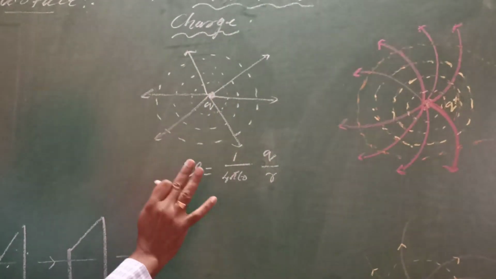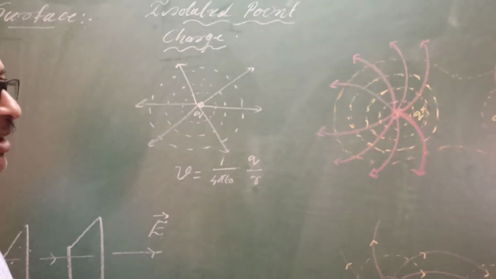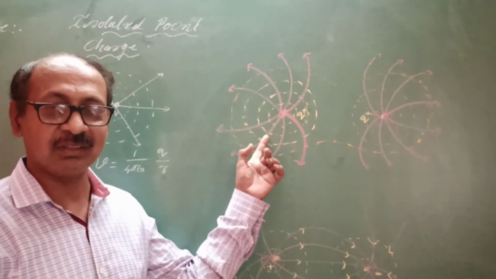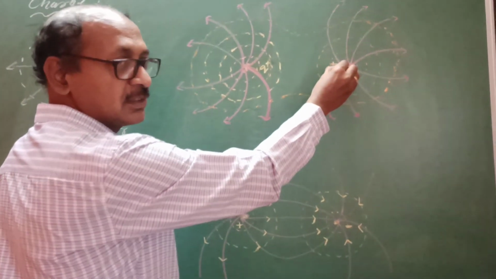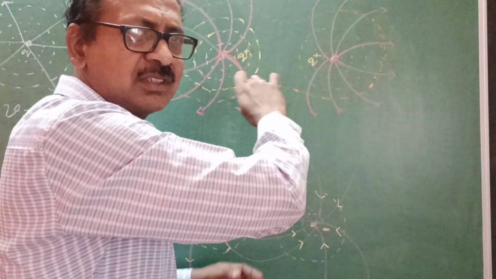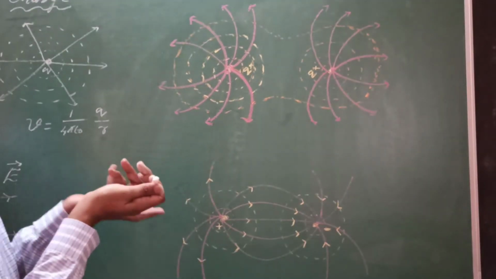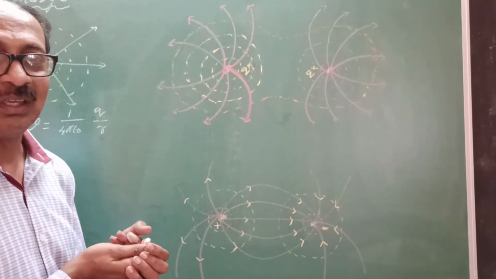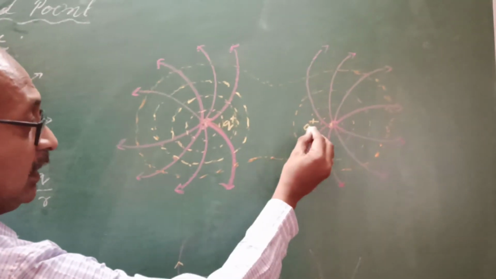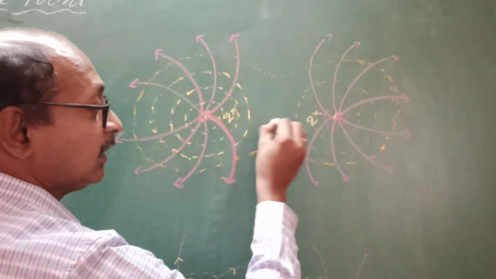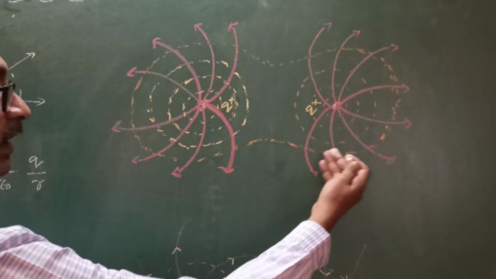This is how we can represent the equipotential surface for an isolated point charge. In the same manner, if there are two charges, let us consider Q plus here and Q plus here, the same kind of or similar charges. Then how can you represent the equipotential surface for this? This is how we can represent it.